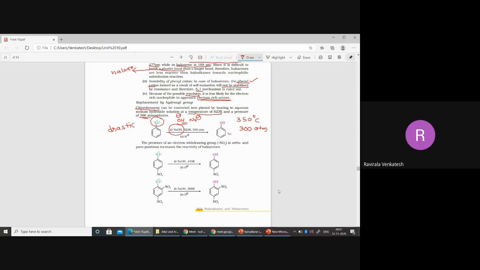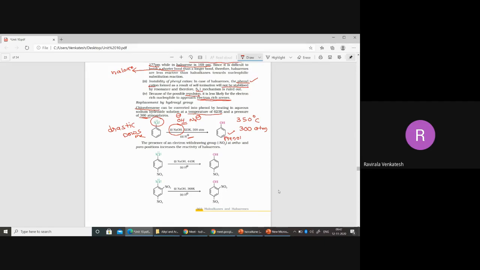So based upon this reaction, we can see. Now this process is generally called the Dow process, the Dow method. What is the Dow method? Conversion of chlorobenzene into phenol. When chlorobenzene reacts with sodium hydroxide, the OH minus is a nucleophile and substitutes the chlorine in drastic conditions like 300 atmosphere and 623 Kelvin temperature, followed by acid hydrolysis. This H plus is nothing but acid hydrolysis, which will give phenol.